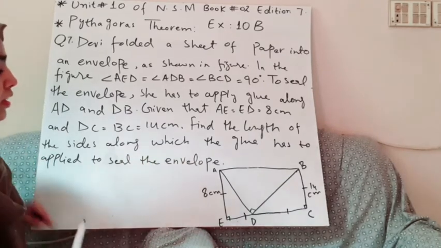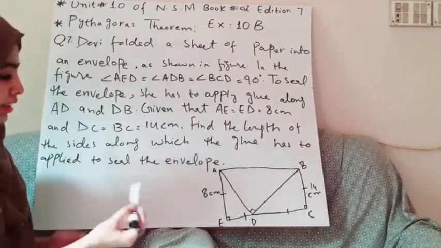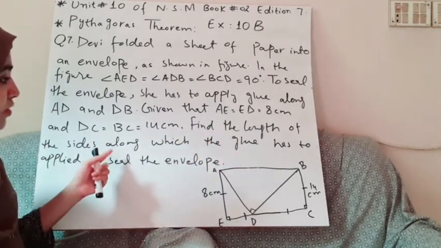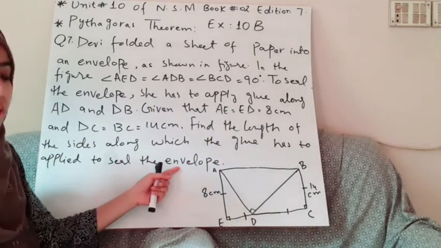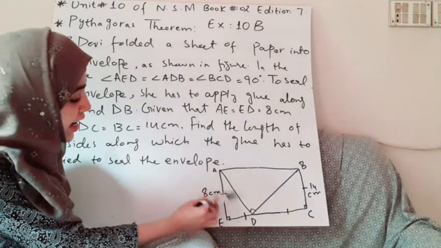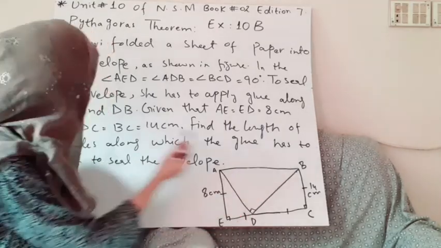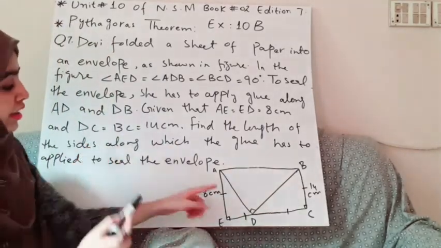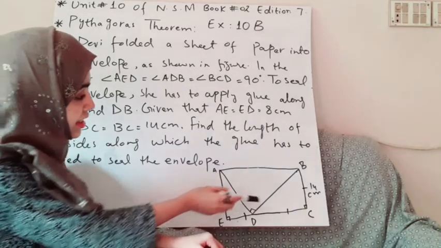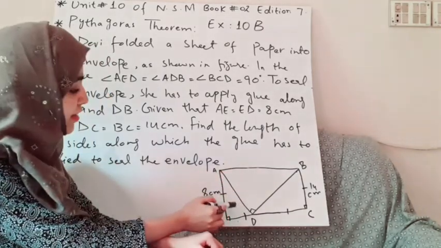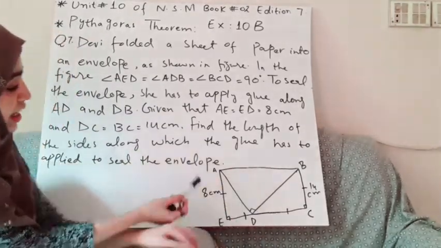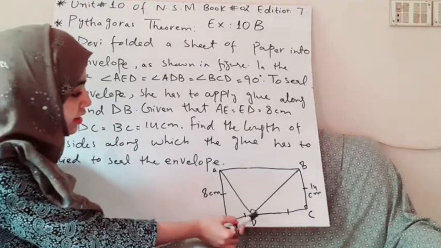Now what are they asking? They are asking, you have to find the length of the sides along which the glue has to be applied to seal the envelope. Now to seal the envelope, we have to apply the glue along AD and DB. They have said this in the question. So now you have to find the length of these two sides where we have to apply the glue to seal the envelope. So we have to find the length of AD and DB.